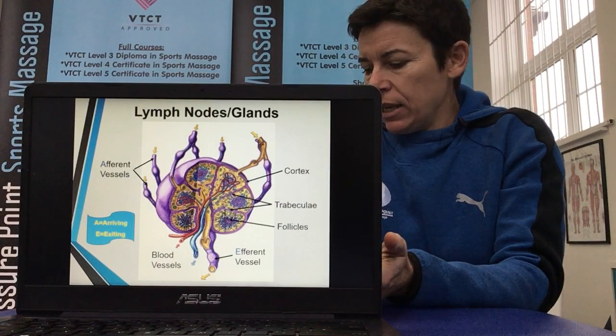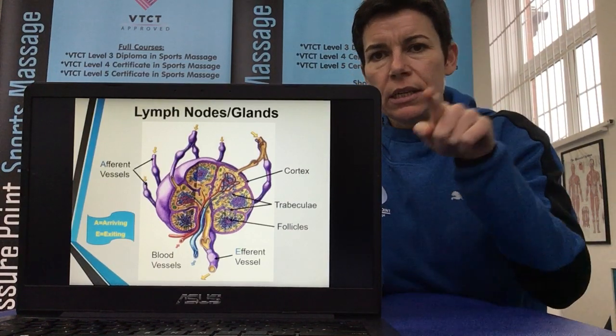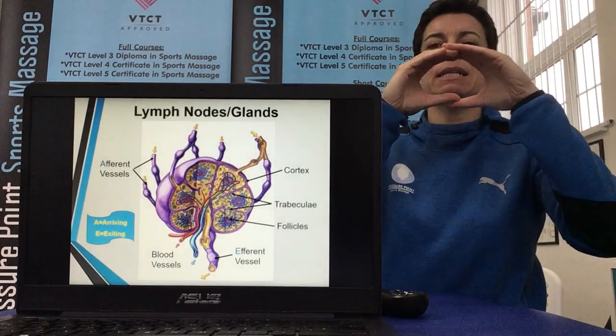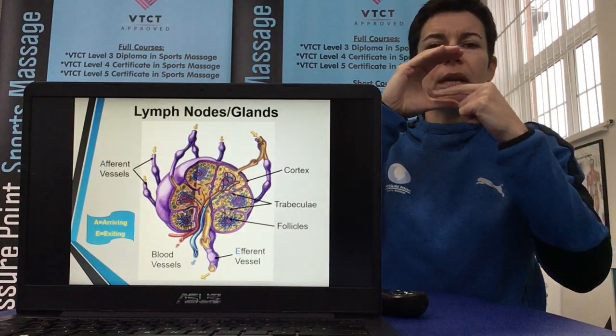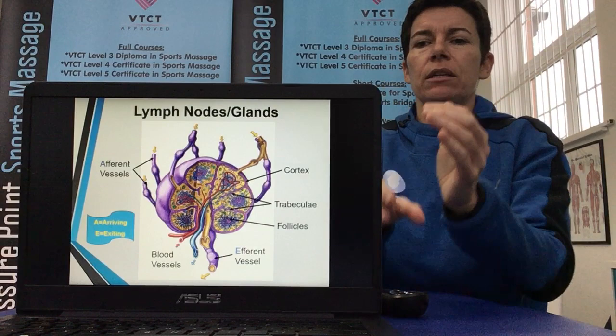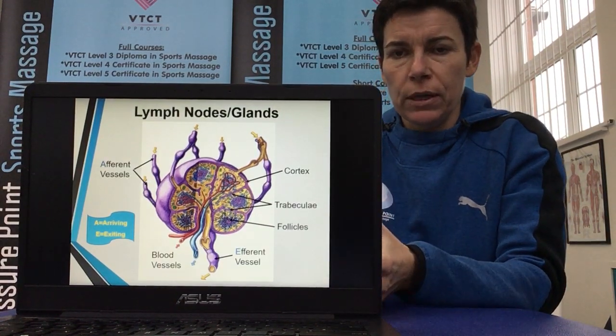And then around the outside there you've got the cortex. So the cortex is the wrapping. Cortex means outer, and the word medulla means inner. So you have a cortex and a medulla to lots of different structures of the body.